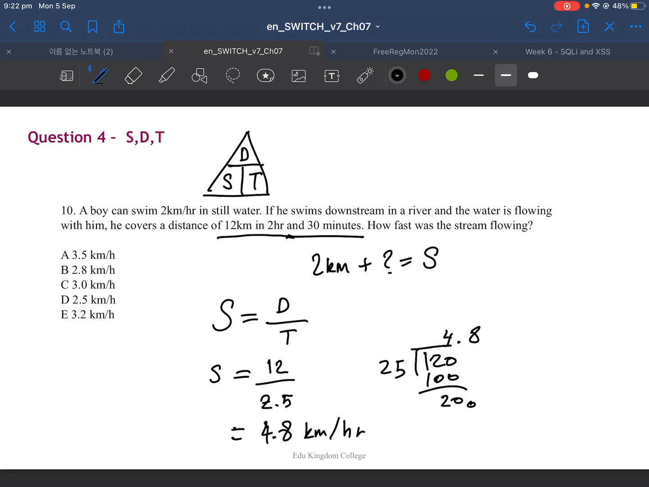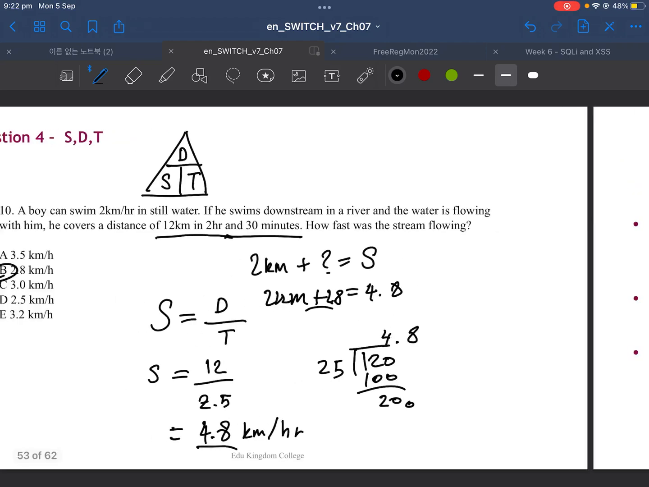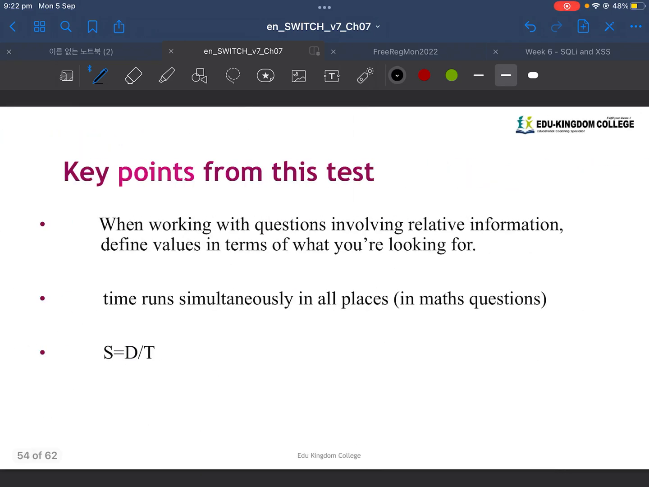But since we know that the boy can only actually travel 2 kilometers per hour, we know that this 4.8 kilometers per hour must be a combination, as the question said, of 2 kilometers plus, what's the other one? If speed is 4.8, the actual river speed must be 2.8 kilometers. Okay? So, how fast was the river flowing? 2.8 kilometers per hour. Excellent.